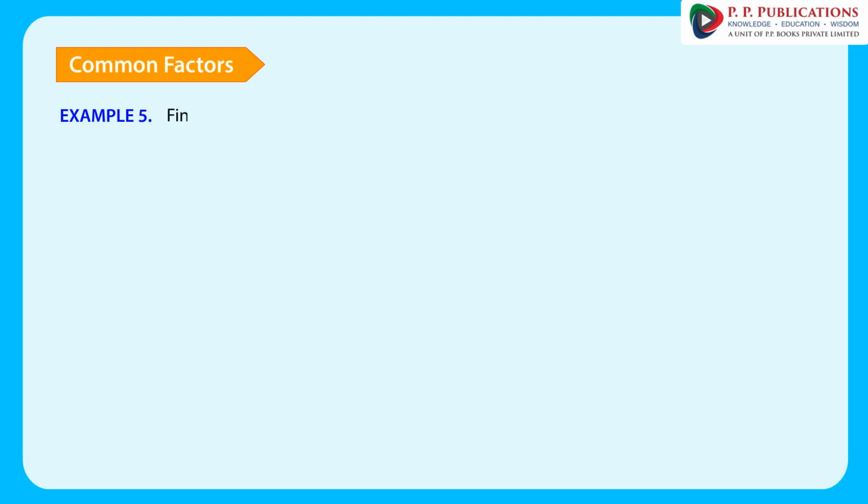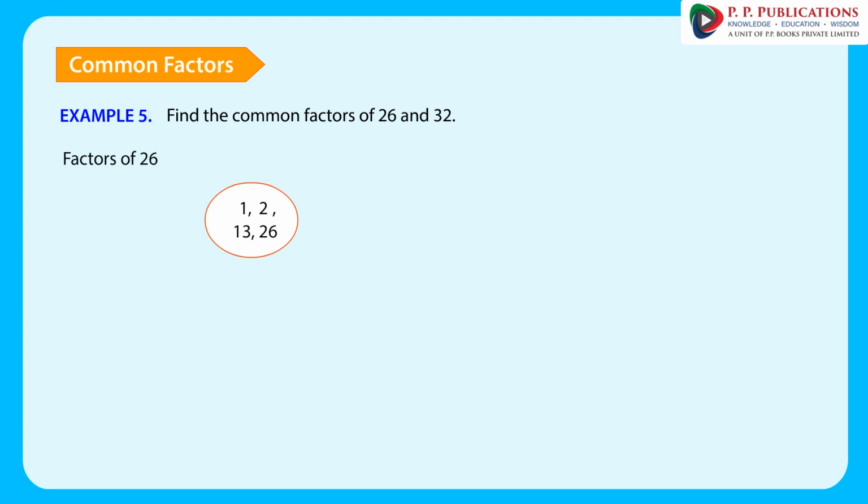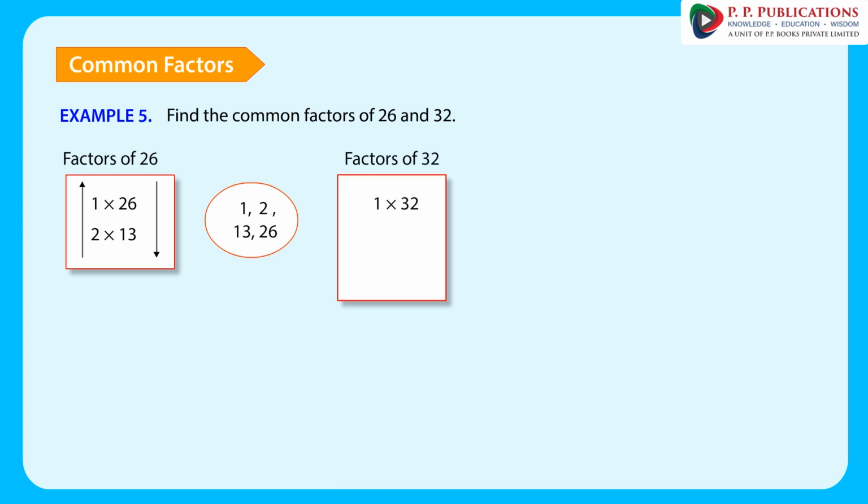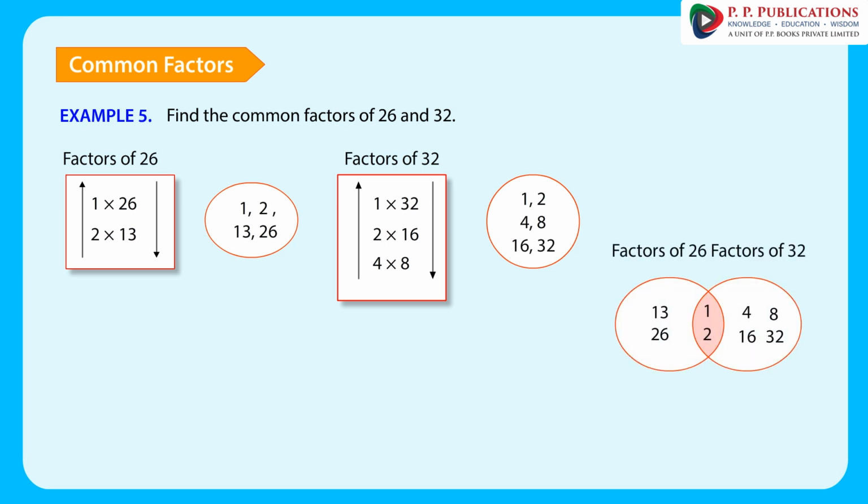Example 5. Find the common factors of 26 and 32. Factors of 26: 1, 2, 13, 26. 1 multiplied by 26, 2 multiplied by 13. Factors of 32: 1 multiplied by 32, 2 multiplied by 16, 4 multiplied by 8. 1, 2, 4, 8, 16, 32. Common factors of 26 and 32.